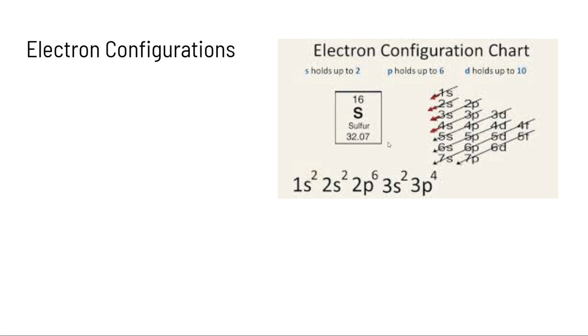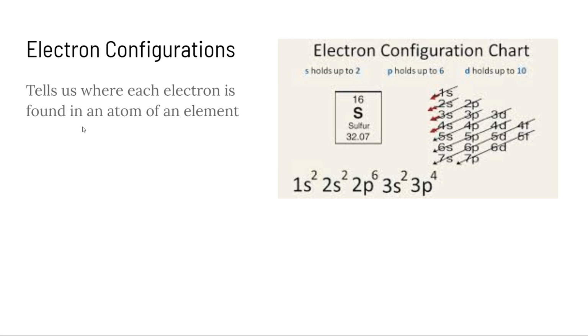Okay, electron configurations. We use our orbital filling diagram. You really need to make sure you remember that the s orbital holds up to 2, the p orbital holds up to 6 electrons, d holds up to 10, and the f orbital holds up to 14. And then this is the notation we use for an electron configuration.